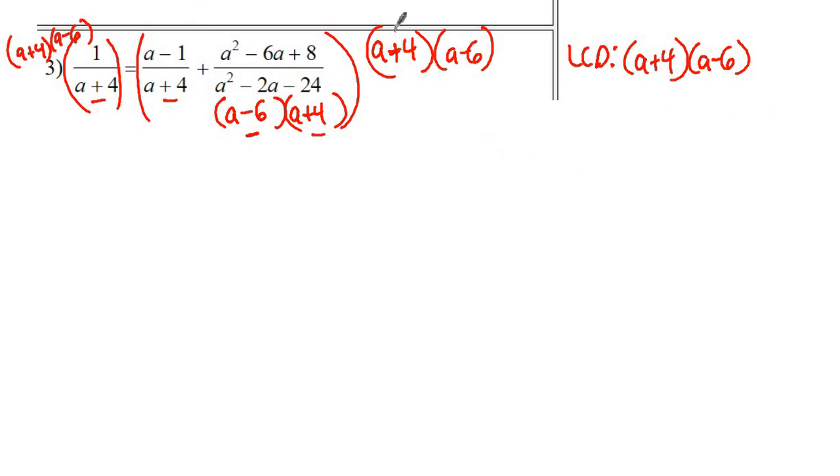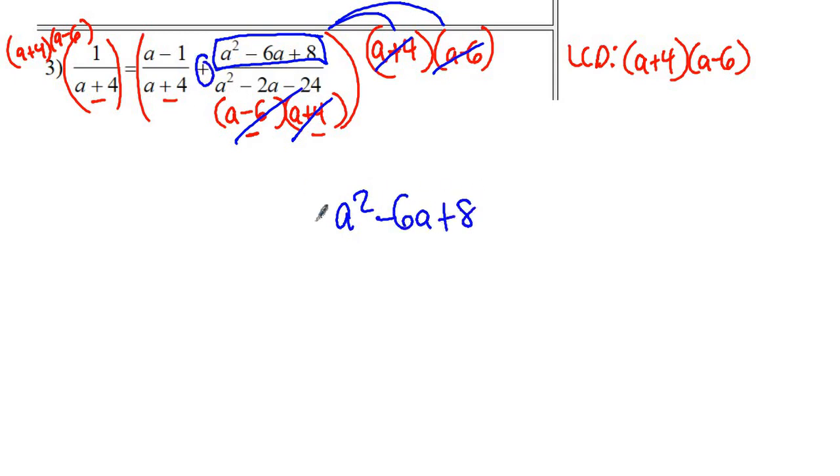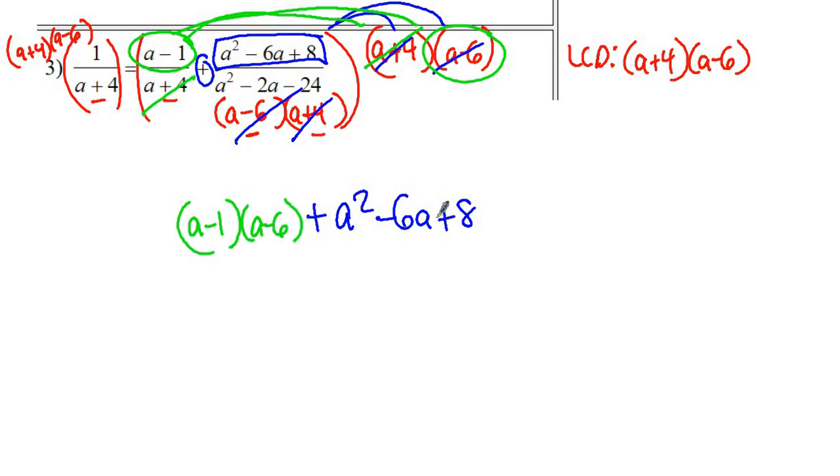Alright, so now we're in a position to distribute. So if we distribute to this first one, those cancel, and so do those. So what we're left with is this right here. So we have a squared minus 6a plus 8, and there's a plus sign right there, so I'm going to put a plus there. Okay, now if we distribute to this far one right here, the a plus 4s will cancel, but we're going to have a minus 1 times that a minus 6. Those will not cancel, so those need to be multiplied. Okay, and then lastly, on the other side, we'll have an a plus 4 canceling, and we're going to have a minus 6 still left over times that 1. So a minus 6 times 1 is just a minus 6.